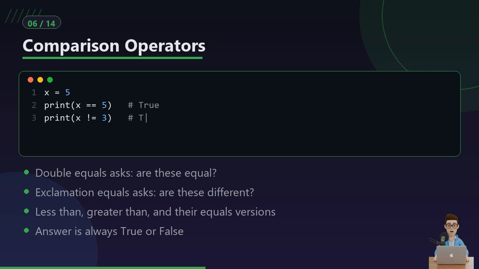Comparison operators are yes or no questions. Is x equal to 5? Is x bigger than 10? Python always answers with true or false, nothing in between. The one that matters most is double equals, which asks a question, versus a single equals, which assigns a value. In short, 1 equals sign stores, 2 equal signs ask.